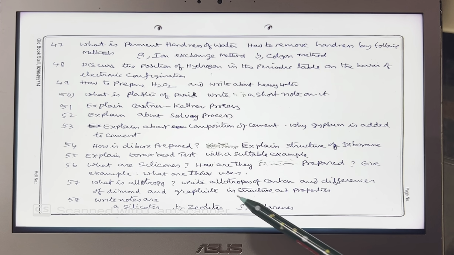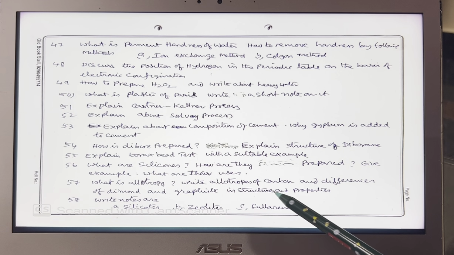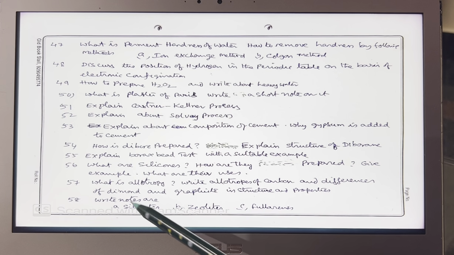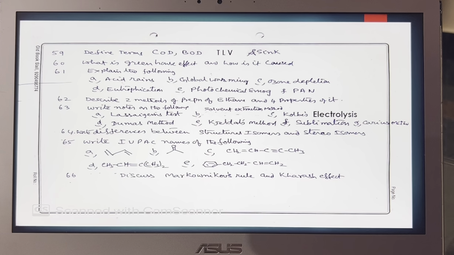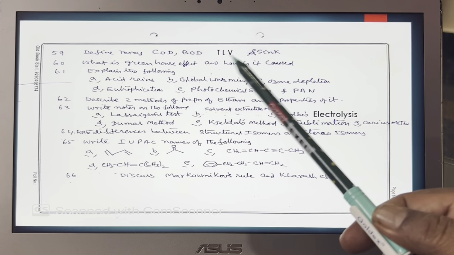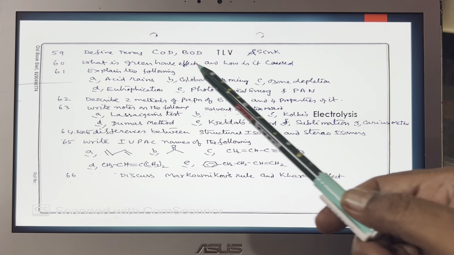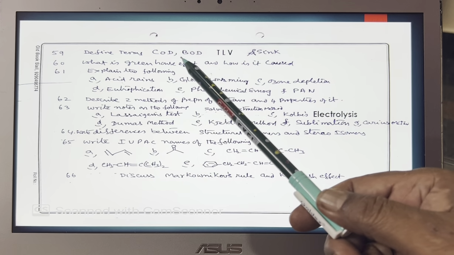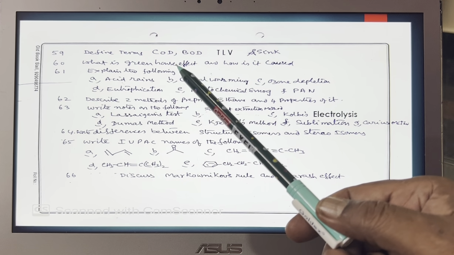What is allotropy? Write allotropes of carbon and difference of diamond and graphite in structure and properties. Write notes on silicates, zeolites and fullerenes. Define terms COD, BOD, TLV and smog. Definitions, one of the definitions you will get. What is the greenhouse effect in 2 marks also? If he gives 2 definitions, it will be 4 marks.